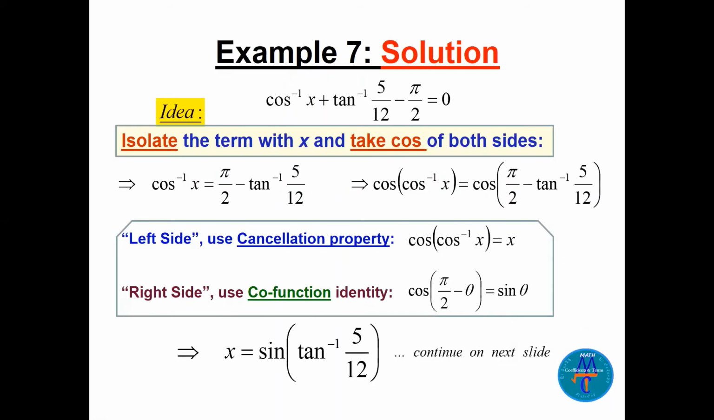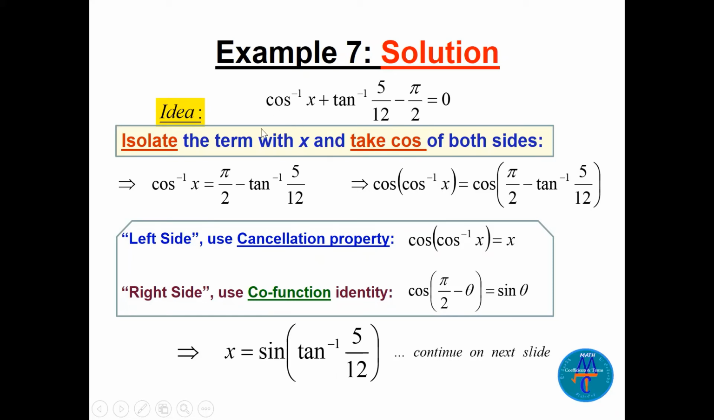Now look at the idea here. I put a nice idea here. Anytime you have an inverse in the equation, isolate the term with x and take cosine of both sides, because we have here cosine inverse with the x. If we have sine inverse, we isolate the term with the x and we take sine of both sides. If this is tan inverse of x, we take tan of both sides. See, this is the idea here. This is the key point.